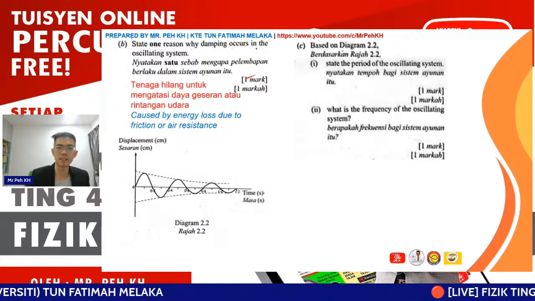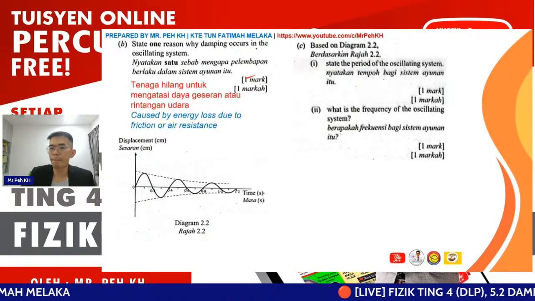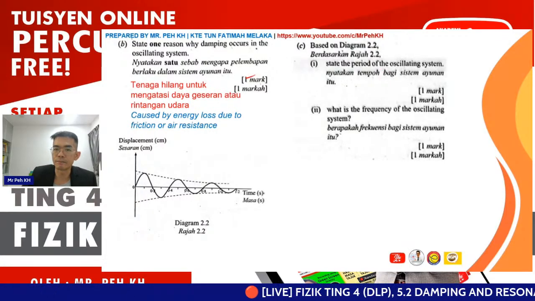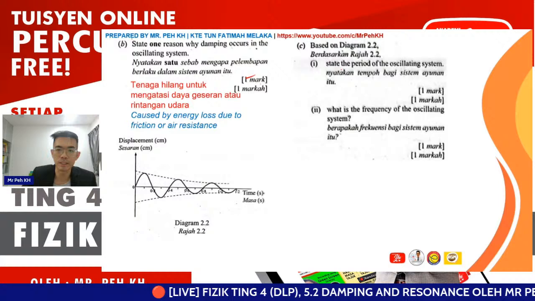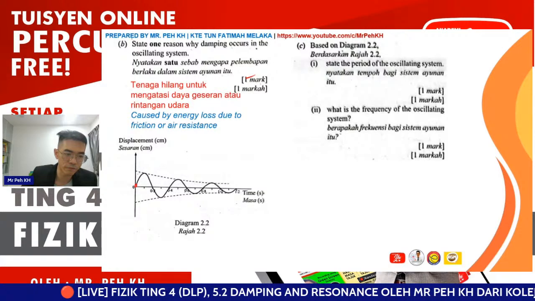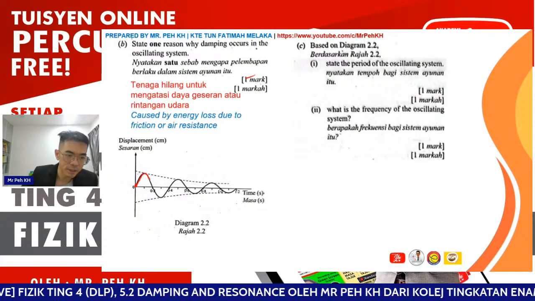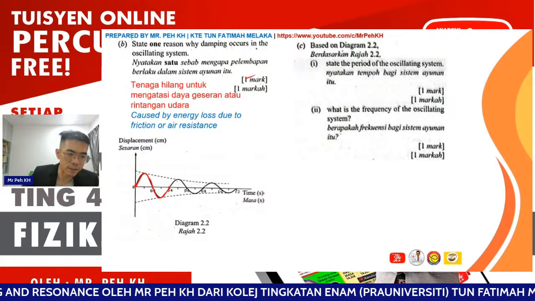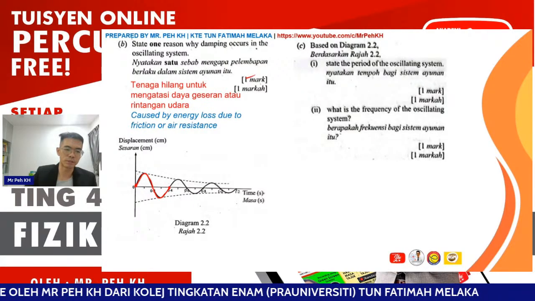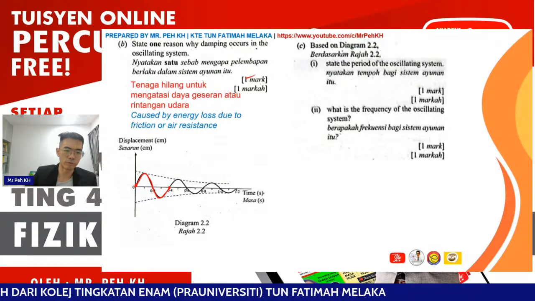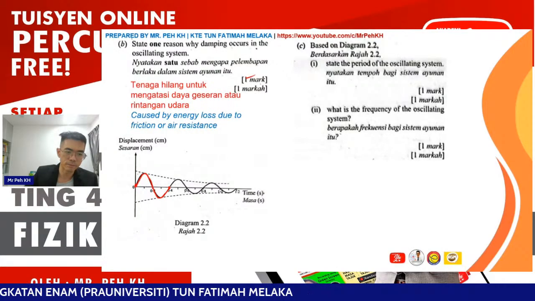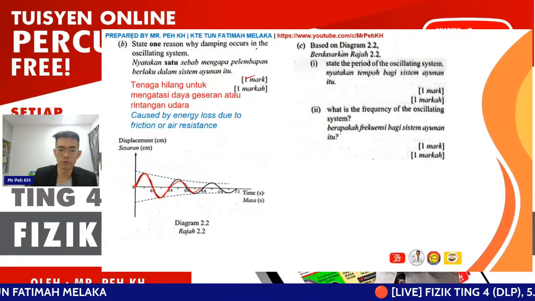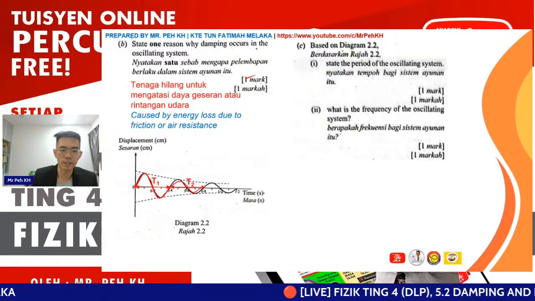Then the C part: state the period of the oscillating system. Just now I mentioned to you already, you can just observe the first complete oscillation. You can see here, this will be 0.4. You can see the second one is also the same. From 0.4 to 0.8, it is actually 0.4. So this is T1 and this is T2.